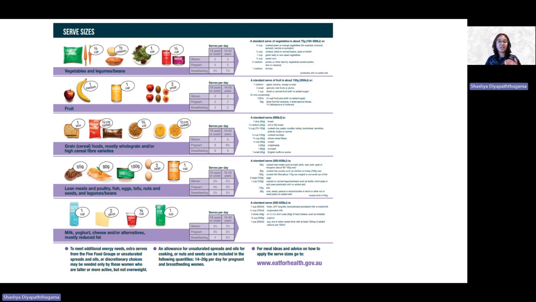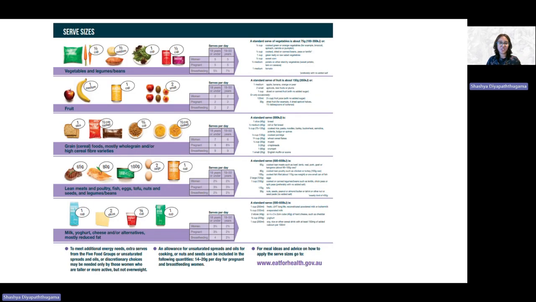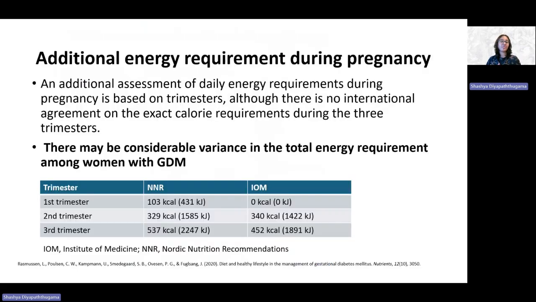These values are a bit different for normal women and pregnant or breastfeeding women, and they also differ based on age. The Australian guidelines also recommend limiting the intake of foods or drinks containing saturated fats, added salts, and added sugars, and also alcohol. And they encourage and support breastfeeding. So these are the guidelines for pregnant women, not specifically for gestational diabetes.